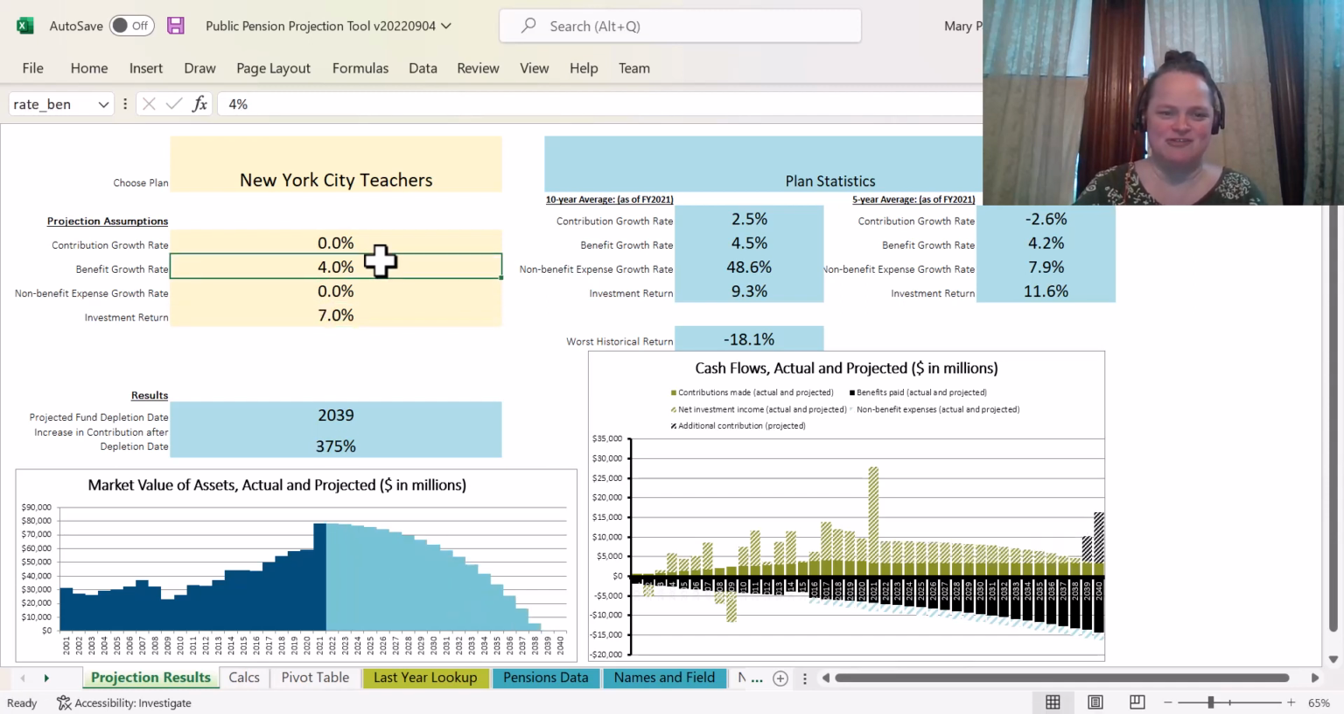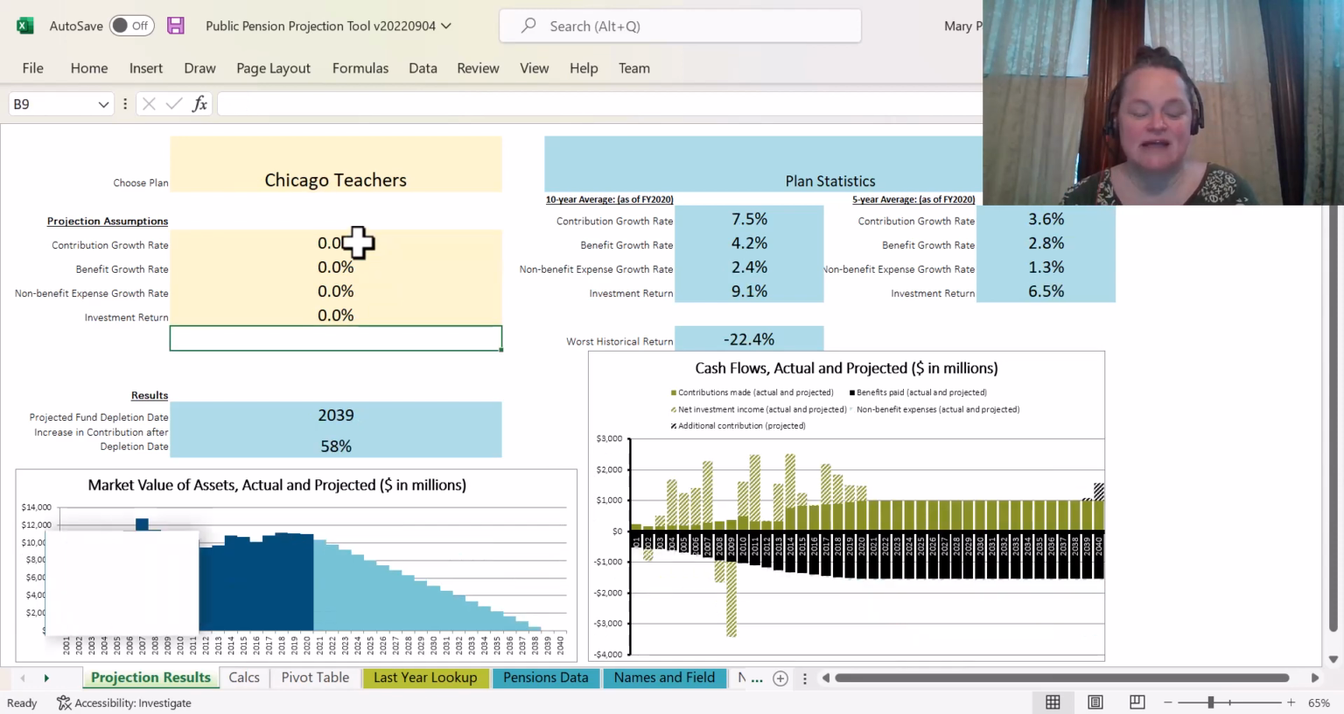I'll just say 7%. And contribution growth rate goes up and down. I'll just say 3%. Maybe that's sustainable. It's not looking good for New York City teachers. A lot of city teachers' funds tend not to be doing very well.